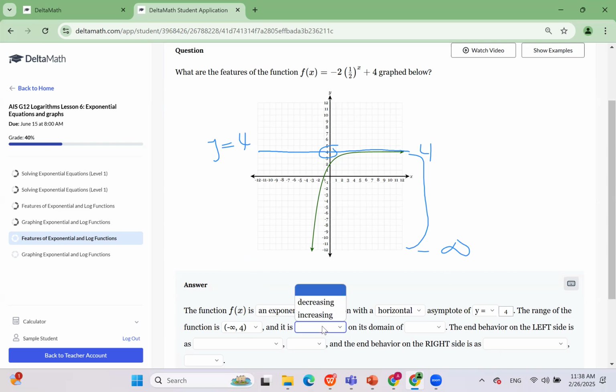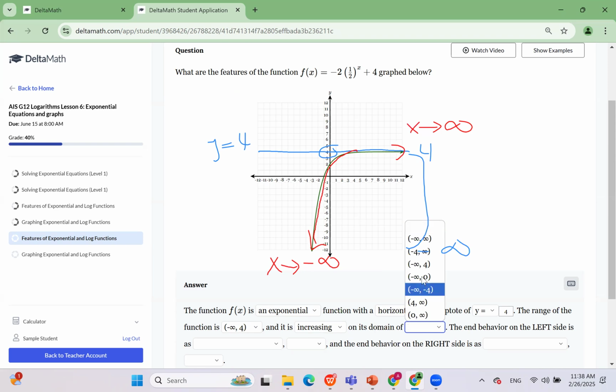And is it increasing or decreasing? So we have to trace it from left to right. So it's increasing on its domain. And what is the domain here? Towards the right, we see that x approaches +infinity. Towards the left, it's moving to the left, no restrictions, so x approaches -infinity. So -infinity to +infinity in the domain.